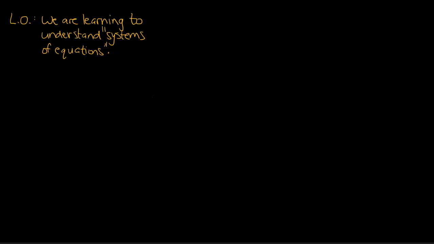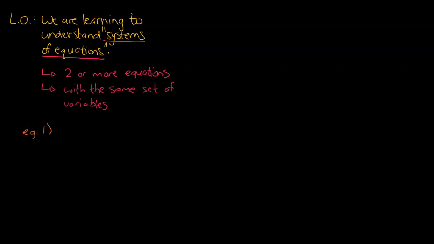Today's learning objective is in yellow and we are learning to understand systems of equations. I've underlined systems of equations because that's the first really important idea or concept that we need to know what that means. To start our definition, a system of equations is something that has two or more equations, and those equations have the same set of variables.